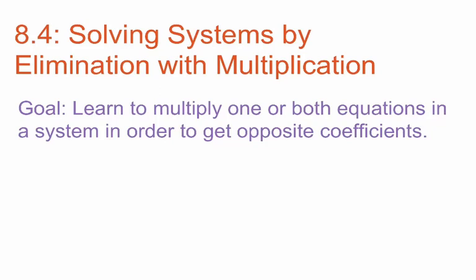For our fourth lesson in Module 8, we're going to be solving systems by elimination with multiplication. So essentially this lesson is the same thing as what we did back in 8.3, except we're going to have to take an additional step at the start of the problem before we can begin adding our equations together. So our goal for this lesson is to learn to multiply one or both equations in a system in order to get opposite coefficients. Let's take a look at some examples.